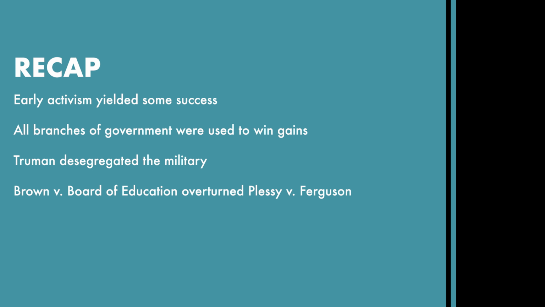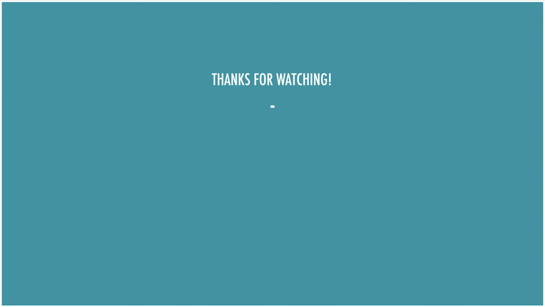Alright, finally here is the recap. Early activism yielded some successes. All branches of government were used to win those gains. That's the executive, the legislative, and the judicial branches. Truman desegregated the military. That's specifically mentioned by the College Board key concept. And so is the Brown versus the Board of Education court case, which overturned Plessy versus Ferguson's separate but equal doctrine.